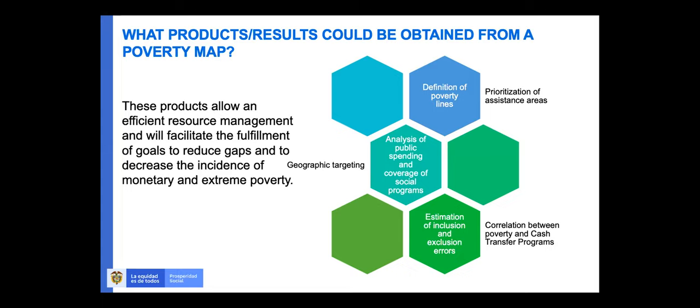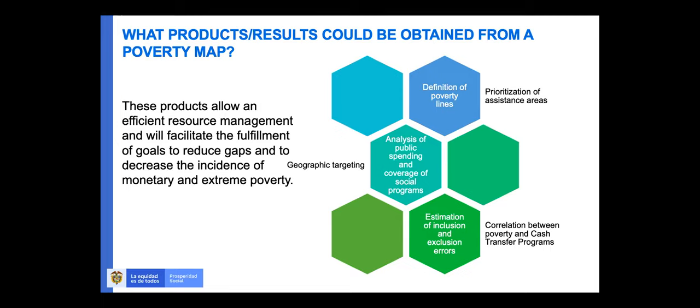And the second question is, what products or results could be obtained from a poverty map? We have a list with some results. For example, definition of poverty lines, because the poverty map defines different behaviors for geographical zones. Another result is prioritization of assistance areas: define zones with higher monetary poverty incidence, as well as the ones with higher geographical correlation, to minimize the cost and maximize the efficiency of the programs.